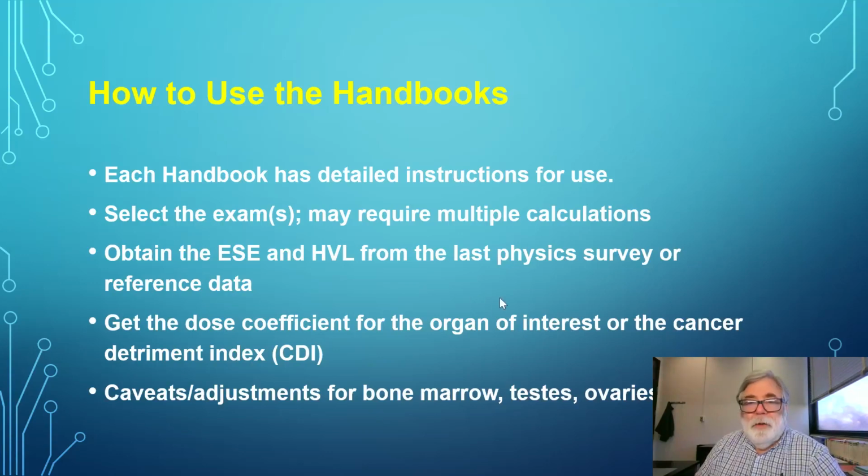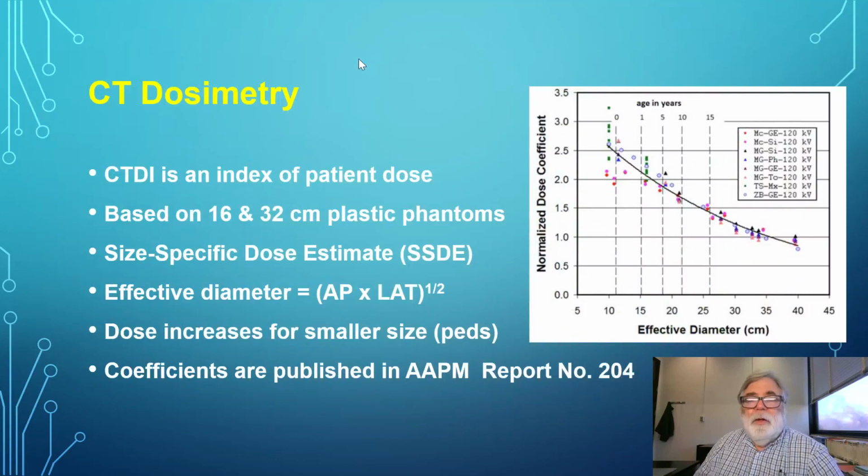Okay. Next, let's move on to CT dosimetry. We spent a good bit of time before talking about the CTDI. Had some homework dealing with CTDI, which is the computed tomography dose index. As I said back then, it's an index of patient doses. It's not the actual dose to a patient, based on either 16 centimeter for the head or 32 centimeter for the body. Hunks of plastic with pencil ionization chambers inserted into them.